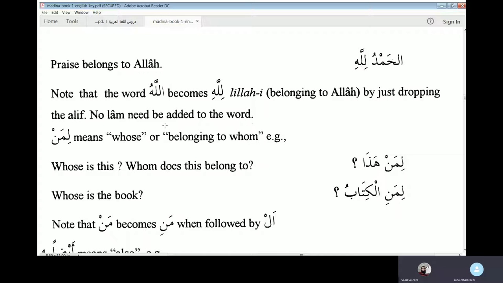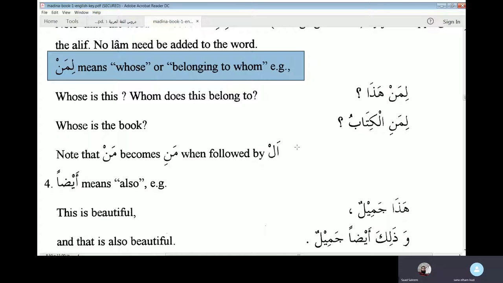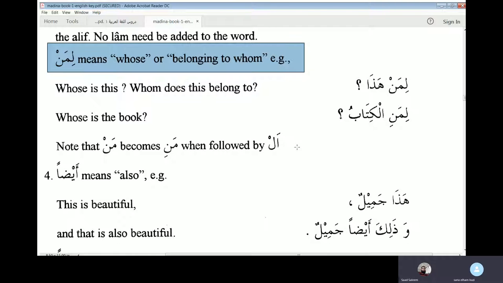Liman means whose or belonging to whom. For example, liman hadha, whose is this or whom does this belong to? Liman il kitabu, whose is this book, whose book is this? So note that man becomes liman when followed by al.